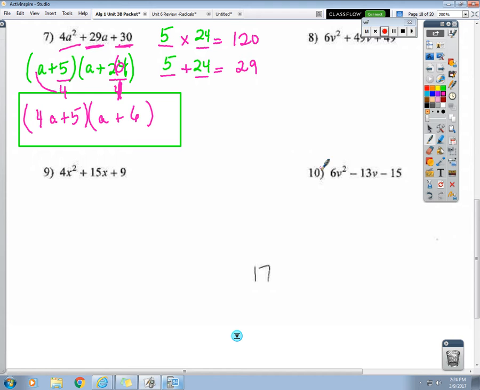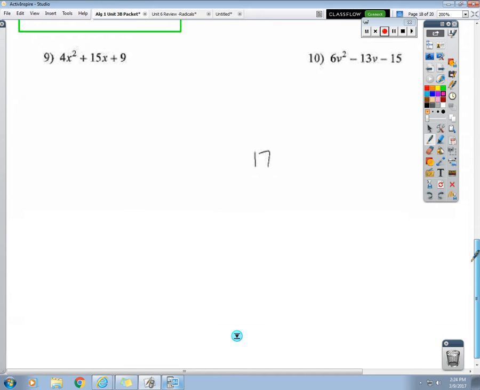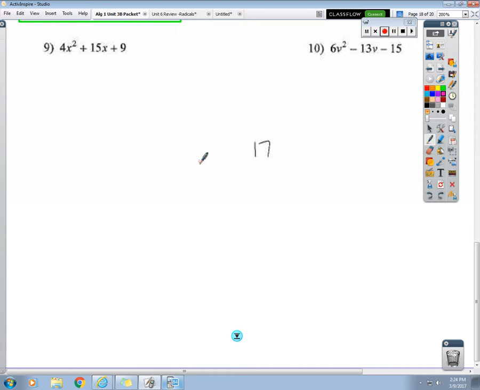Okay, number 9. What is your leading coefficient? Is it a GCF? No, you can't do 15 divided by 4 or 9 divided by 4. So we have to use our new method. Charlie, this time, what are we multiplying to get?